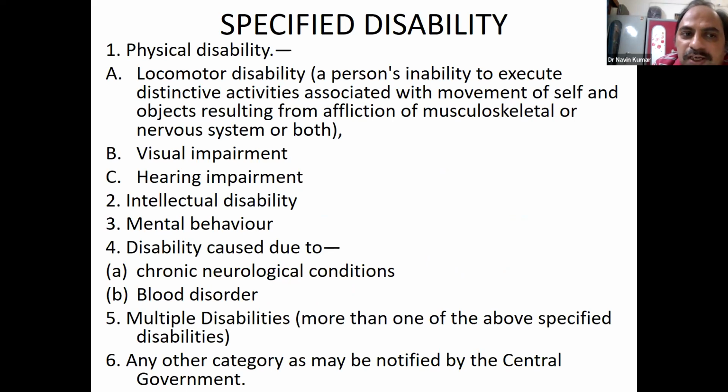What are these? Physical disability, which includes locomotor disability, visual impairment, hearing impairment; then intellectual disability, mental behavior, disability caused due to chronic neurological conditions or blood disorder, multiple disability, more than one of the above specified. And there is one more important column, any other category as may be notified by the government. So there is an option for adding other disabilities also later on.